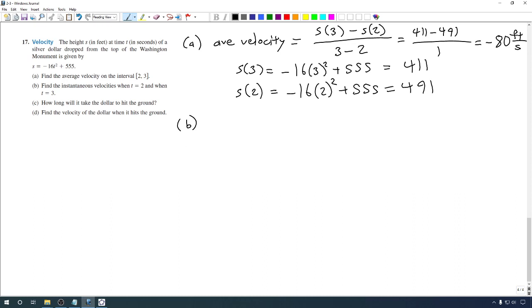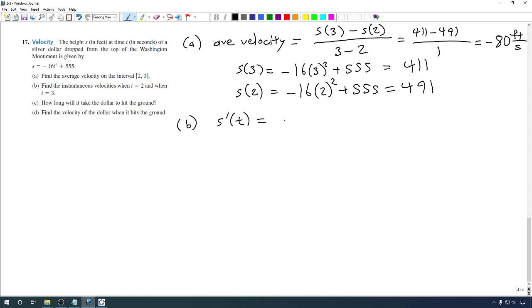Now we want the instantaneous velocities. Basically, we're going to take our distance function and we're going to differentiate it. The derivative of minus 16t squared plus 555. Of course, here we have t squared. Remember, when we differentiate a constant times t squared, we just differentiate the t squared and multiply the answer by that constant.